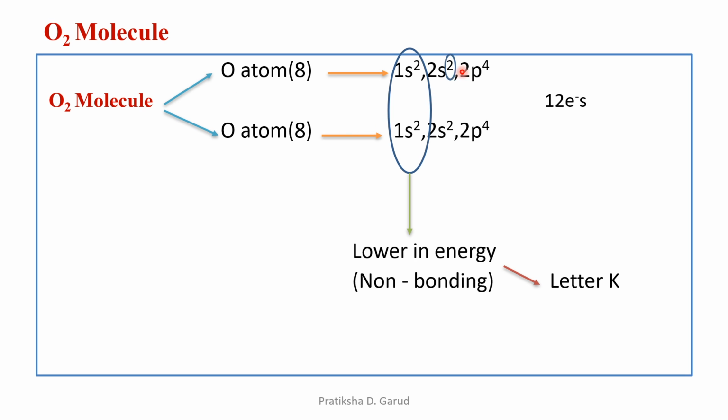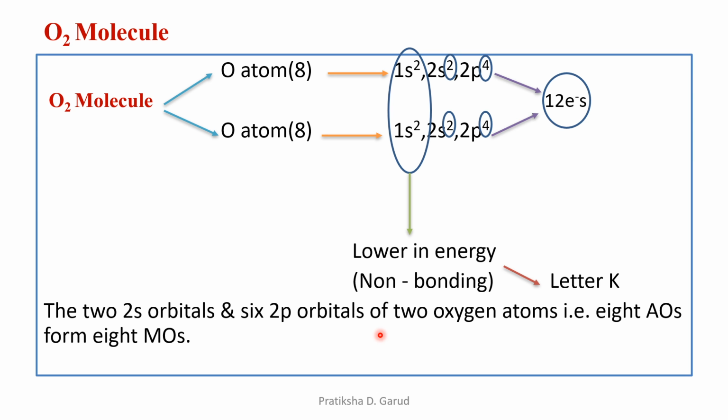So from the first oxygen, 2 electrons from 2s and 4 electrons from the 2p. Total 6 electrons. Again from the second oxygen, 2 electrons from the 2s and 4 electrons from the 2p. 6 electrons. So 6 from the first oxygen and 6 from the second oxygen. Total 12 electrons, and these 12 electrons are used in the MO energy level diagram. So we can say that there are 2 2s atomic orbitals and 6 2p atomic orbitals for the 2 oxygen atoms. Hence there are total 8 atomic orbitals, which results in the formation of the 8 molecular orbitals.